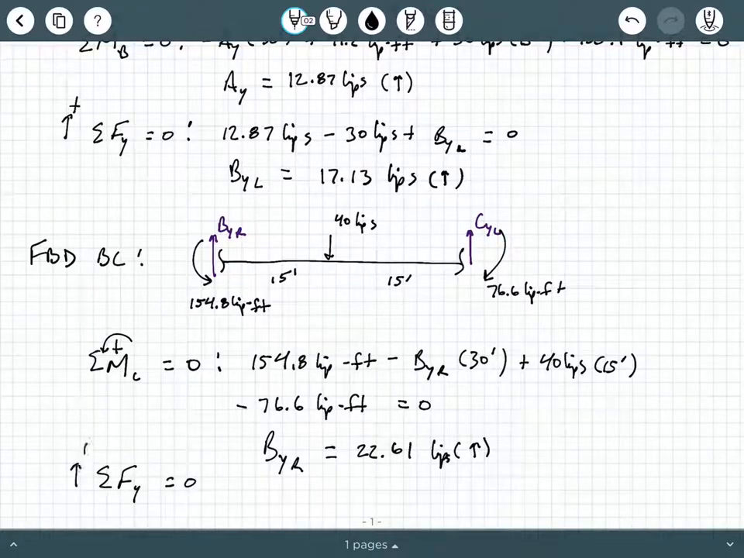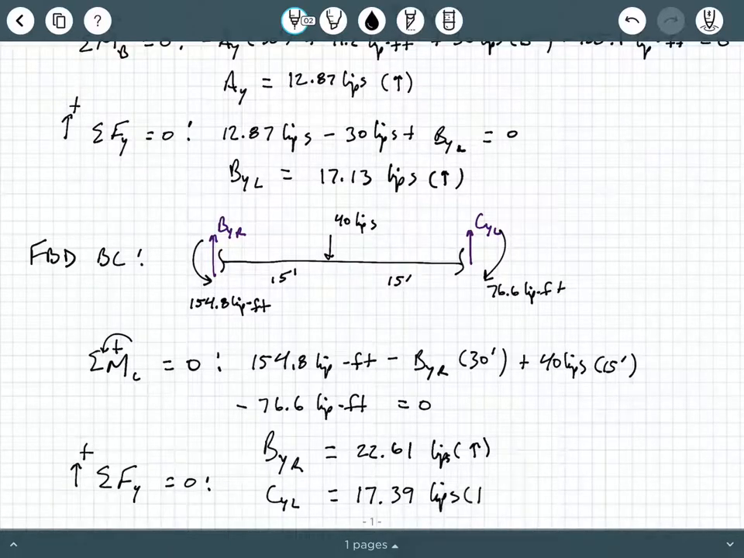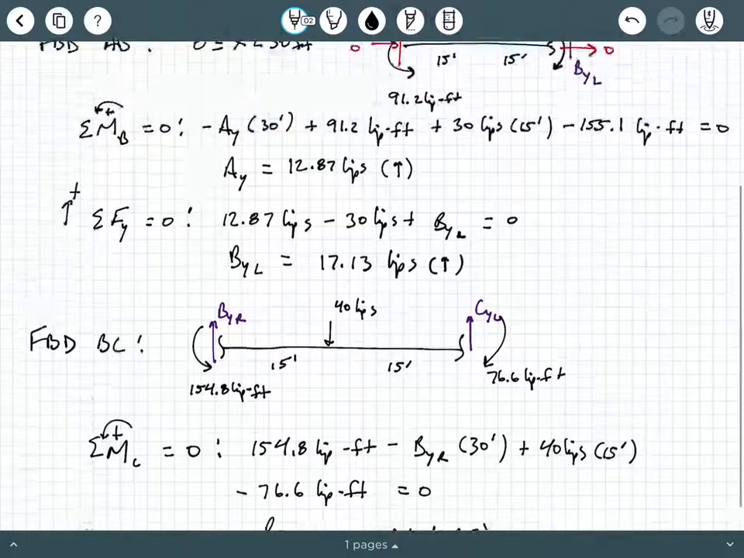And then we're going to sum forces in the y direction. And when we sum forces in the y direction, we should end up getting a CY left as 17.39 kips, also going up.